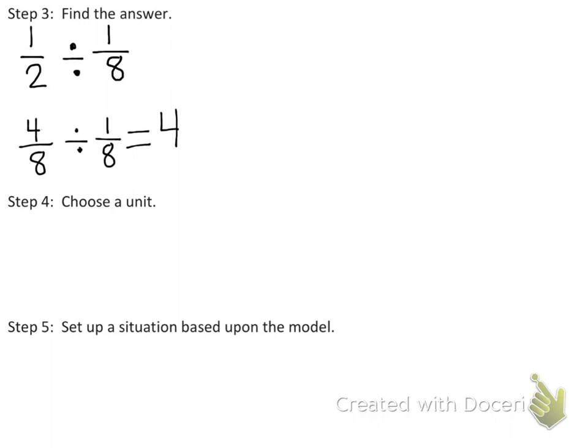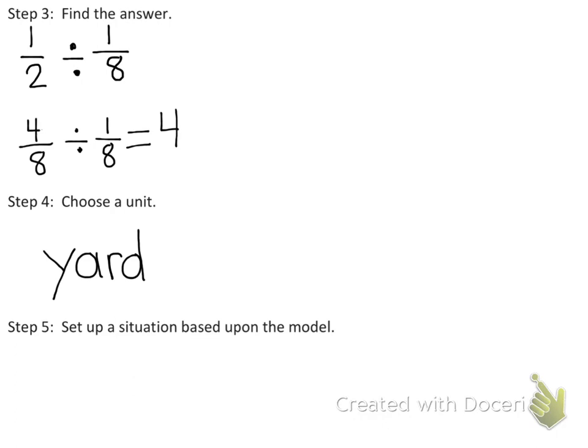Now, where it says choose a unit, you get to choose your measurement. Do you want to use pounds? Remember, we're writing a story, so if you're baking, you might use ounces. If you're running, you might say miles or yards. I'm going to use yards and set up a situation based upon the model.